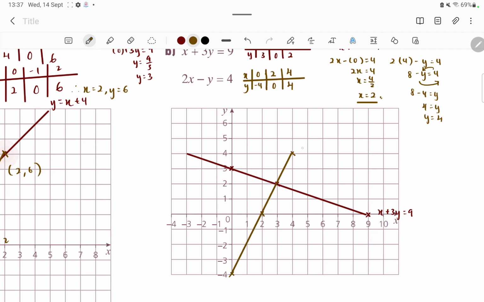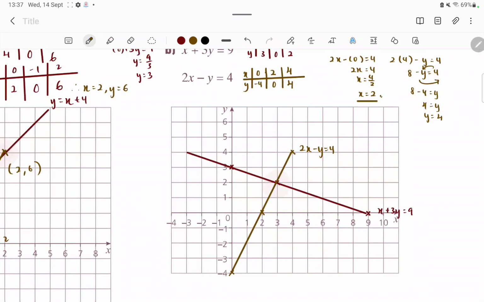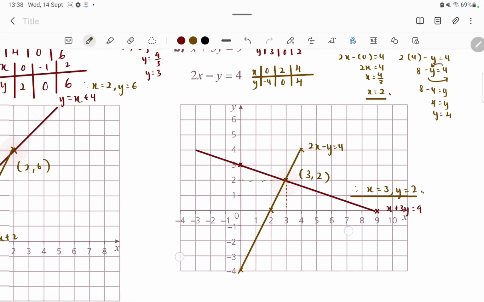Okay, so this will be the graph for 2x minus y equals to 4. And then notice that they are intersecting, or they cross at this point for these two graphs. So this one will be your answer. Let's see. To the x is 3, to the y is 2. So the point should be (3, 2). And then you write down your final answer. I write here x equals to 3, y equals to 2. This is how you solve the simultaneous equation graphically. Okay.